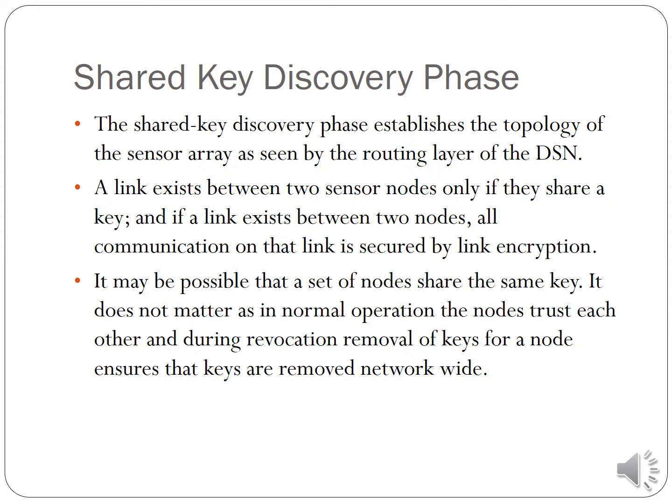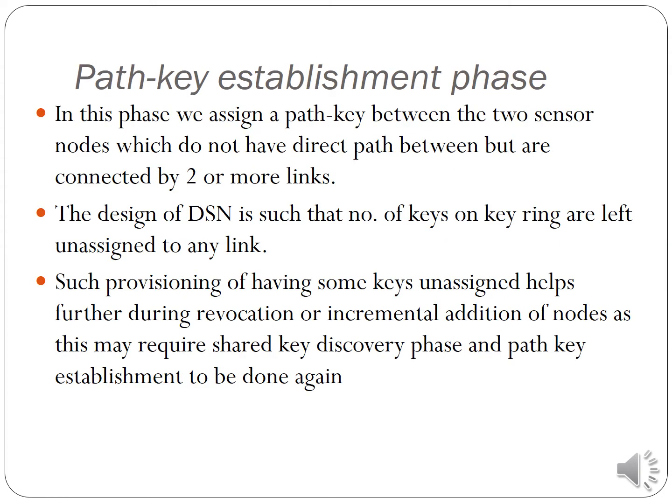It may be possible that a set of nodes shares the same key. It does not matter, as it is normal operation. The nodes trust each other during the revocation. Removal of keys for a node ensures that the keys are removed in the network. If two sensor nodes don't have a direct path, they may have two or more links. The number of keys on the key rings are left unassigned to any link. Such provisioning of having some keys unassigned helps further during revocation or incremental addition of nodes, as we share key discovery phase of the path established.